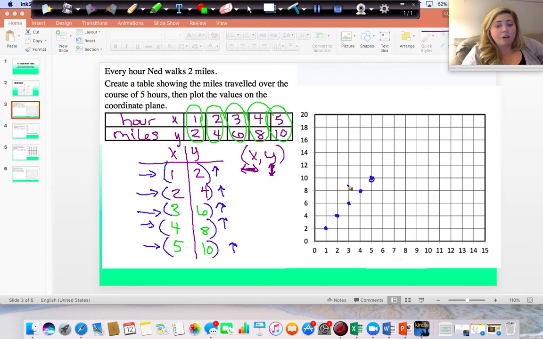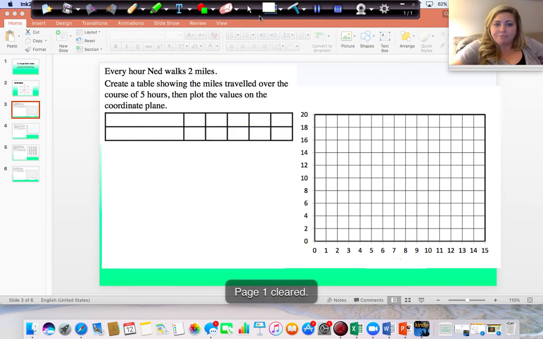Okay, and there goes our line. I'm really not good at drawing straight lines, but hey, that was pretty straight. All right, so here's our straight line that we have created using this ratio table.